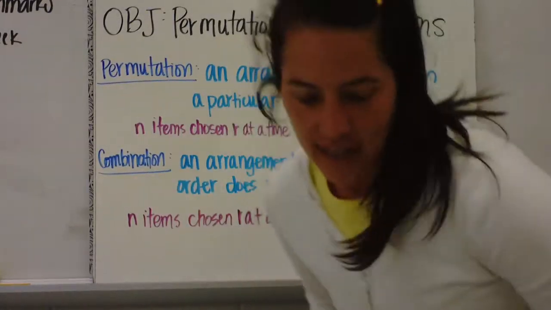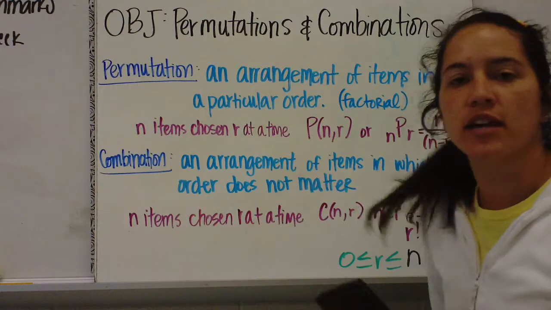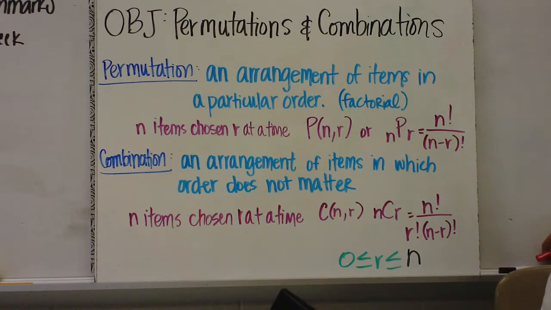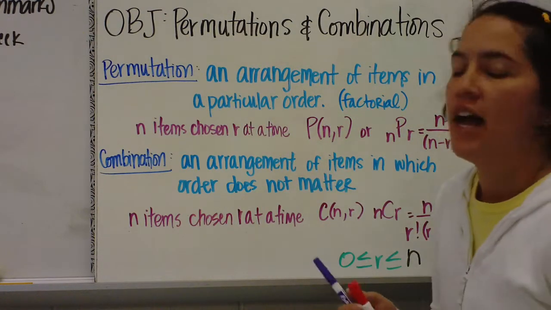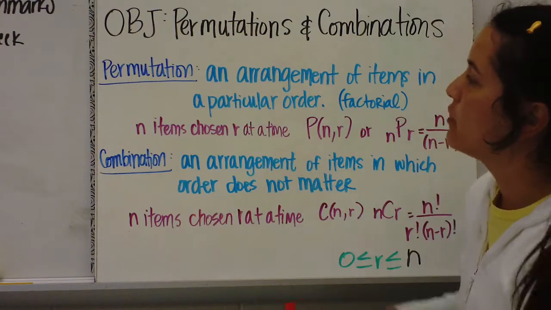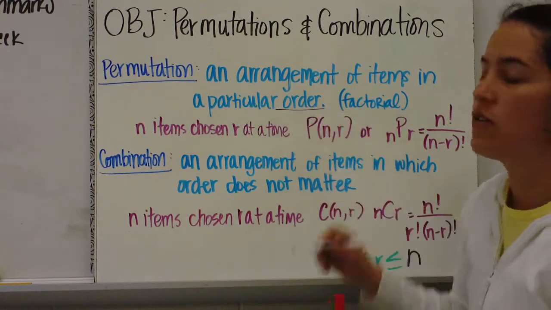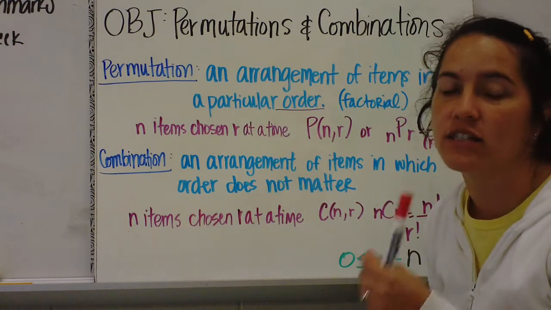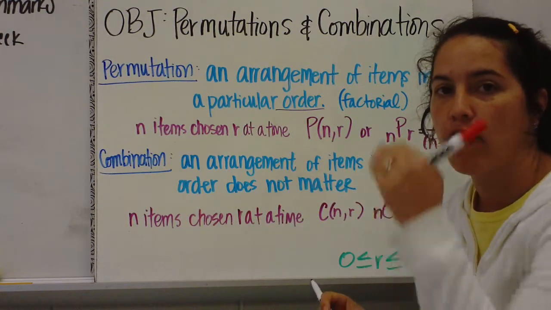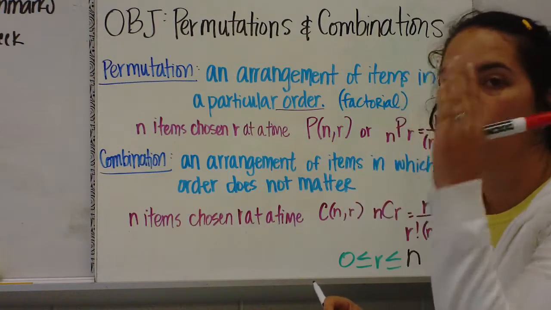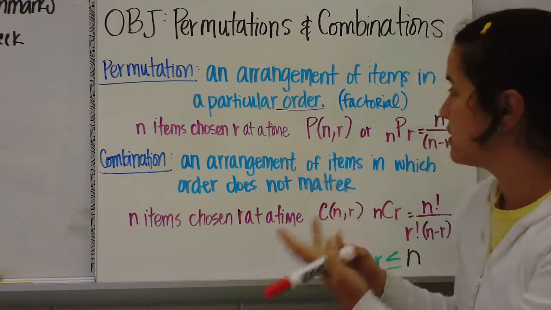Hey y'all. So today's lesson is permutations and combinations. We are still working on probability. A little vocabulary. A permutation is an arrangement in a particular order. And so order matters. That means it's very particular about first, second, third, or in the order of events.